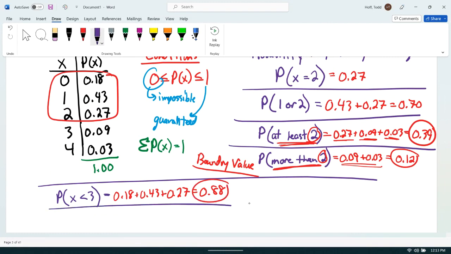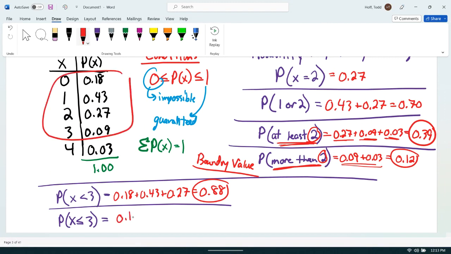Compared to the probability that x is less than or equal to 3. Well, now that is going to include the 3, so that goes all the way up here. So 0.18 plus 0.43 plus 0.27 plus the 0.09 gives us 0.97. Now, since I just added up all the way from the 0 through 2, I could have just added the probability of 3, which is the 0.09, to this, to get the 0.97.